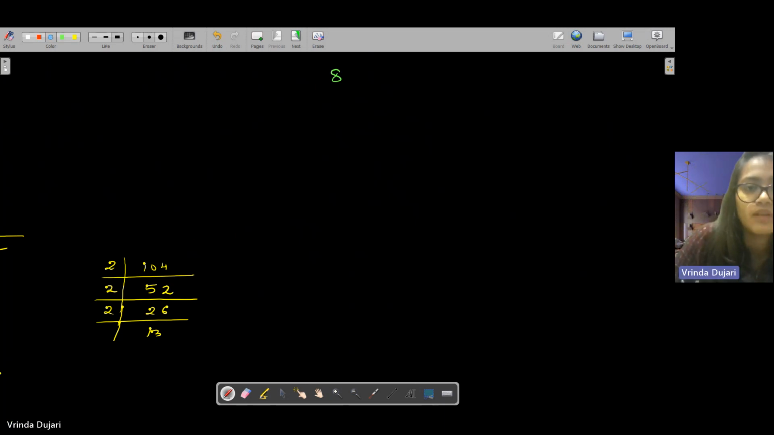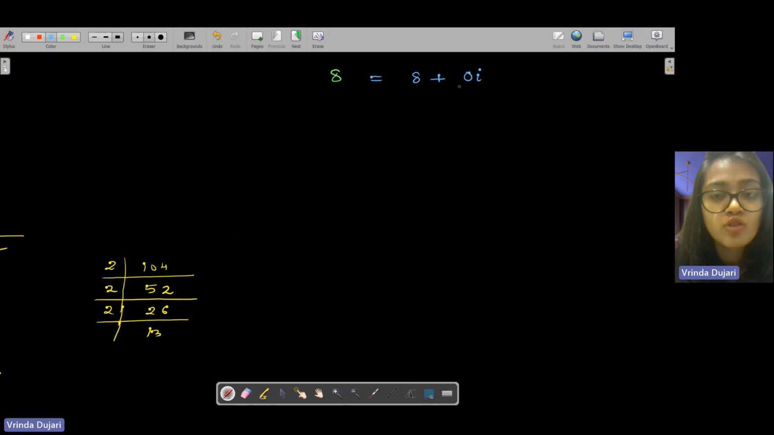How? I can write 8 as 8 plus 0 times i. I can do that, right? I have not changed it. I have just added a 0 because 0 times iota is 0. So I've just added a 0, which means I haven't changed the value of it. So every real number, see, 8 is actually a real number, but every real number is also a complex number. The only difference is that its imaginary part is 0, right? This 8 is also a complex number. I can write 8 as 8 plus 0i.